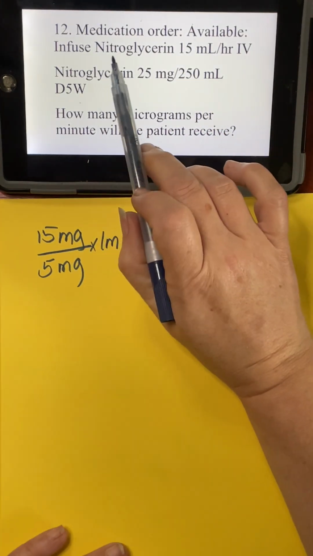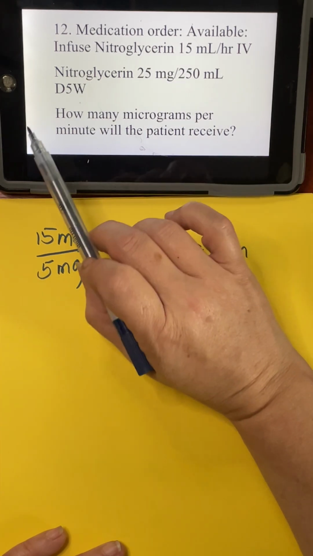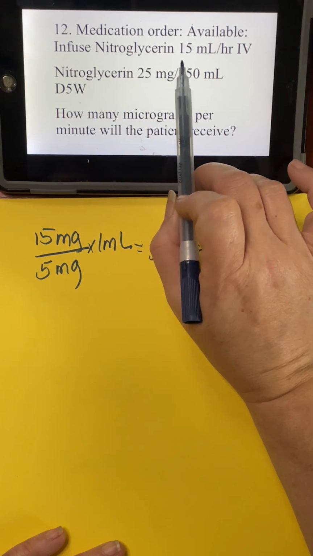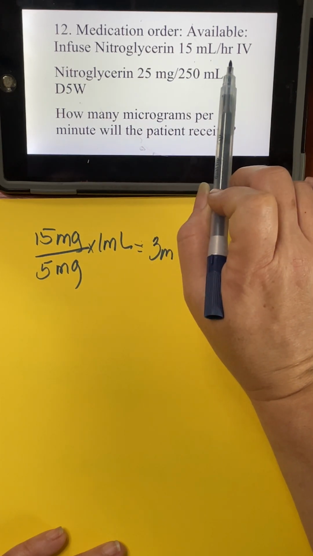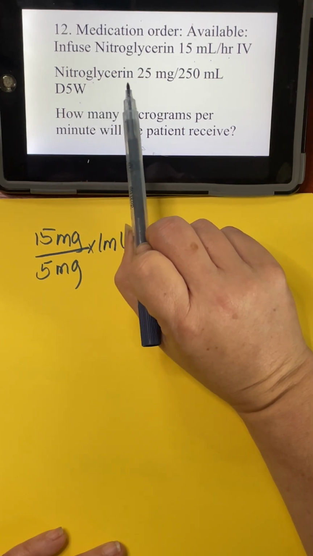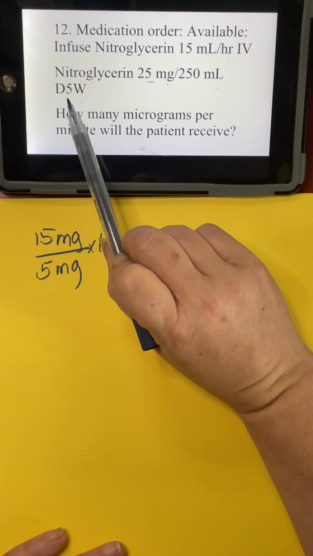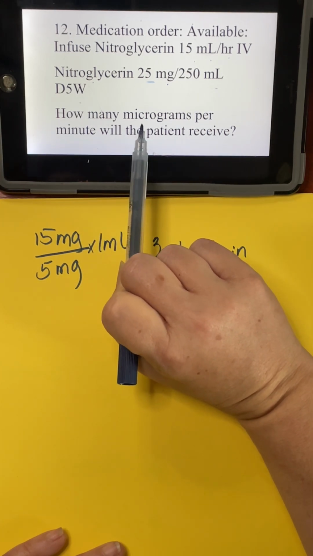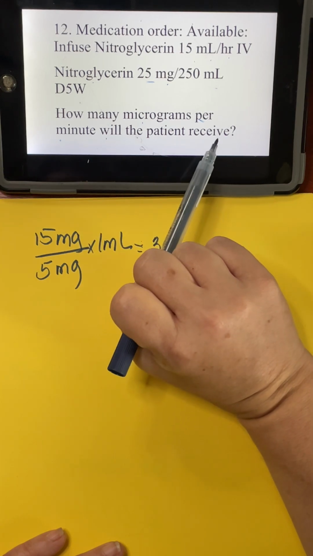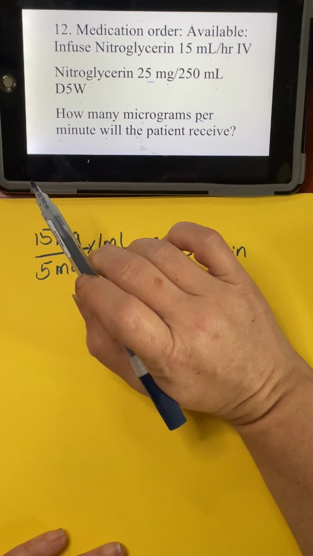Okay, look at number 12, the medication order available. Well, the medication order is to infuse nitroglycerin 15 milliliters per hour. You have available nitroglycerin 25 milligrams in 250 mLs. How many micrograms per minute will the patient receive? Okay, don't freak out, it's all right.